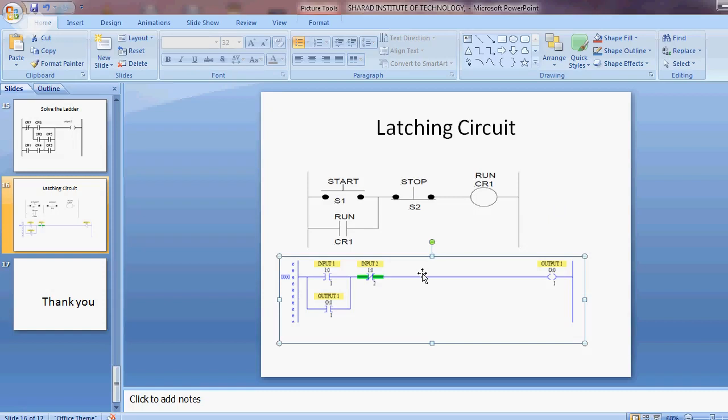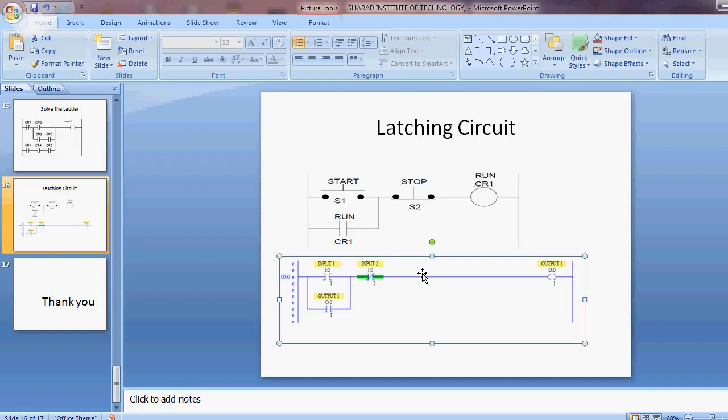Where can we use it? When your application requires continuous flow, when continuous current or supply is required, like in the case of motors, valves, different solenoid valves, then and only then a latching circuit is used.